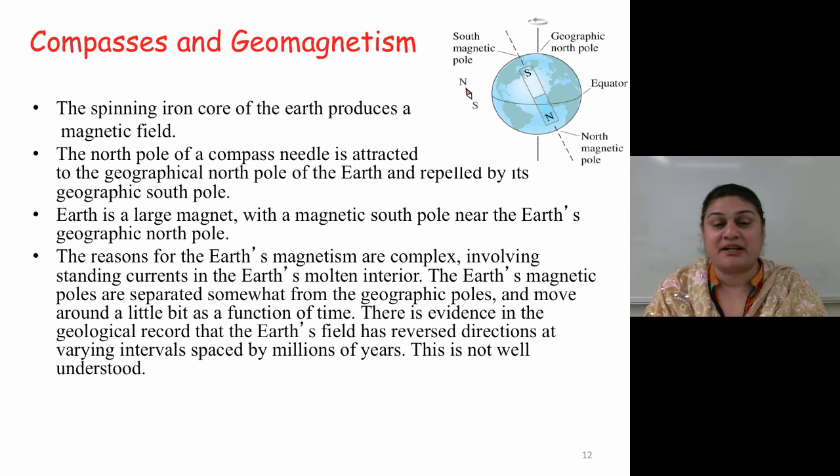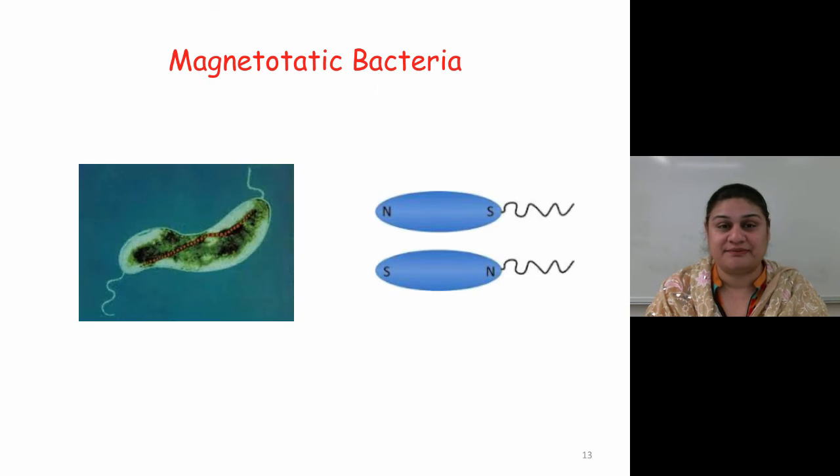The reasons for Earth's magnetism are complex, involving circulating currents in the Earth's molten interior. Earth's magnetic poles are separated somewhat from the geographical poles and move around a little bit as a function of time. There is evidence in geological records that Earth's magnetic field has reversed direction at varying intervals spaced by millions of years. That phenomenon is not well understood. There are some bacteria which also produce magnetic effects. For example, this one has a north and a south pole.